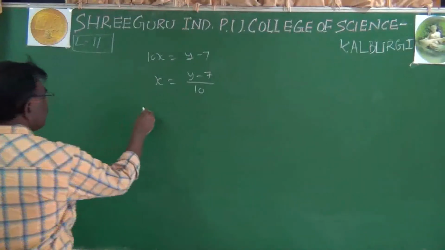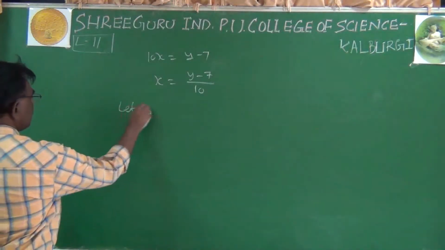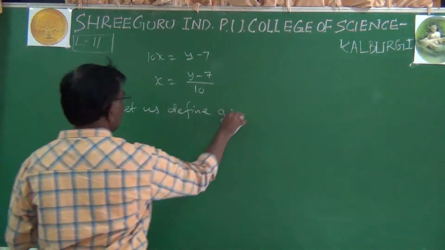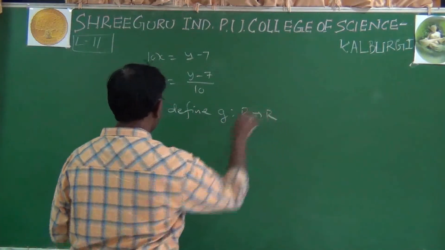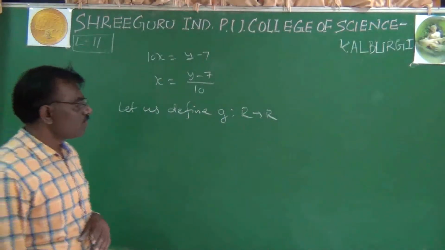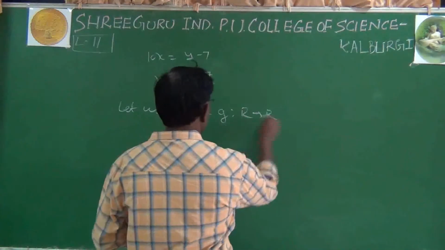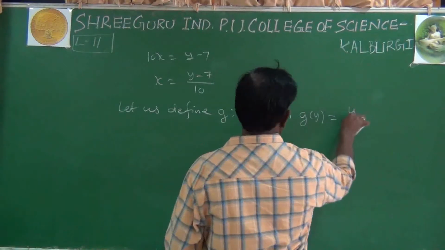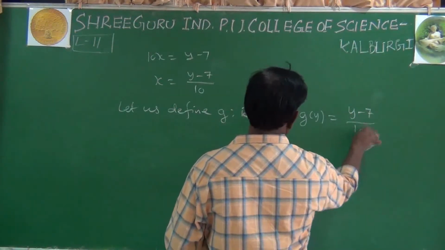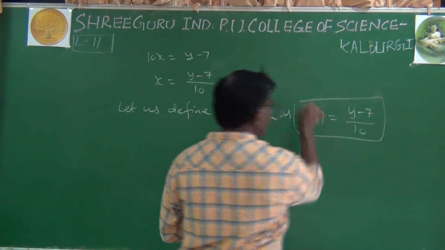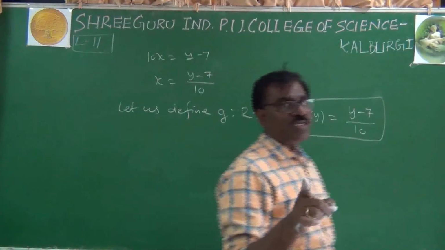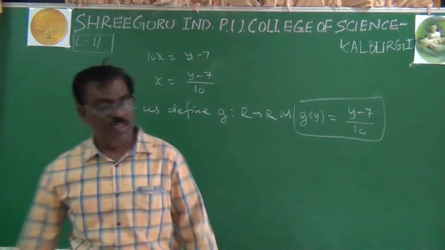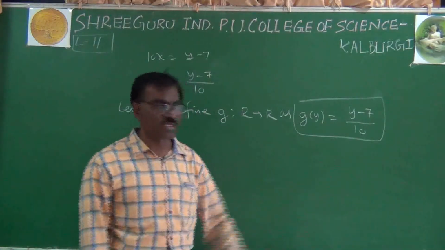Okay. Now let us define g from R to R as g of y. This is very important. g of y equals (y minus 7) by 10. What is the question? What is the function g from R to R? g of y equal to (y minus 7) by 10.